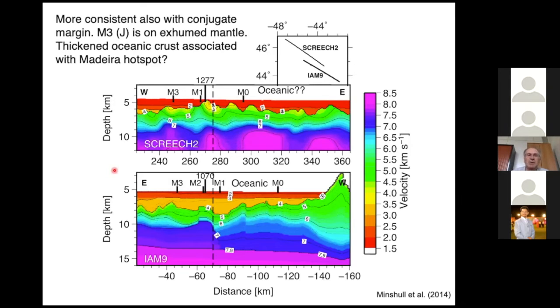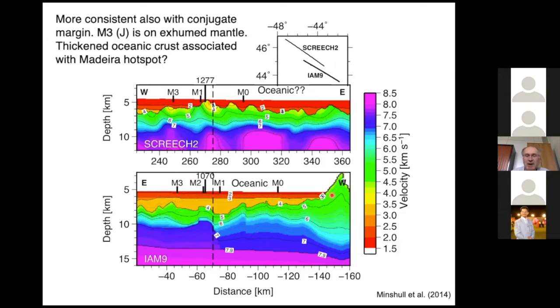And then it's also consistent with the conjugate margin. I've turned this around, so east is on the left and west on the right now. I've lined them up at this interpreted M3 or J anomaly. What you see is the J anomaly is on both sides, perhaps above the exhumed mantle, and then maybe oceanic crust is further seaward. You can see the spacing between the anomalies as interpreted is different on the two margins. So there was asymmetric spreading.